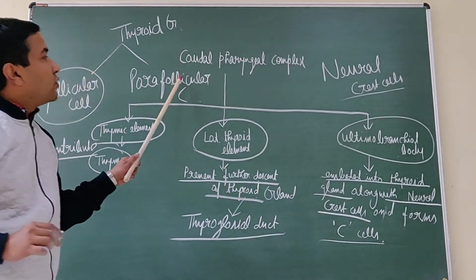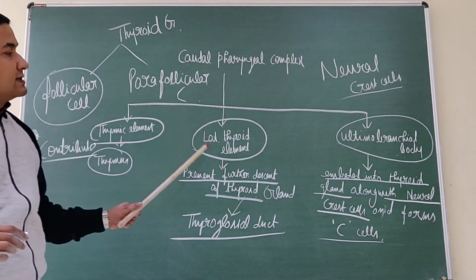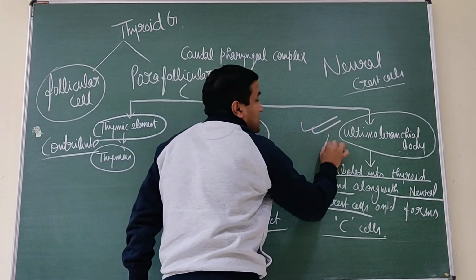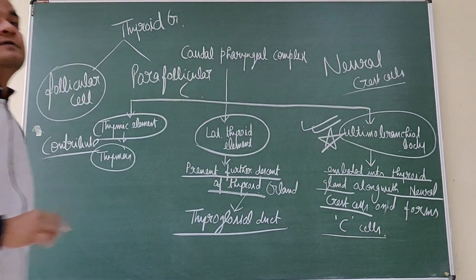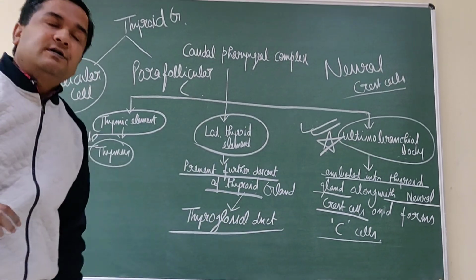So this is the role of the caudal pharyngeal complex. It forms three important structures. Most important is the ultimobranchial body, which forms the parafollicular cells of the thyroid gland.